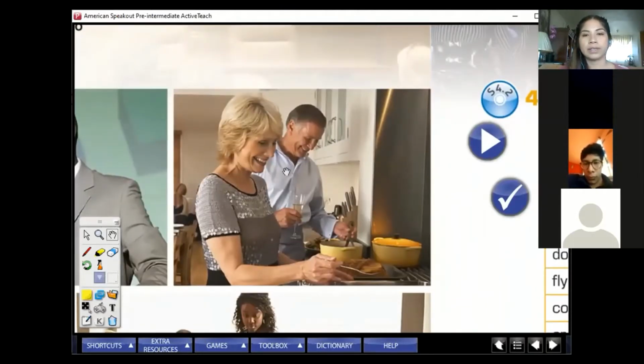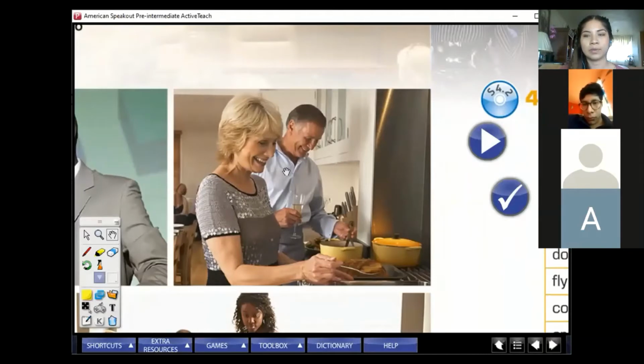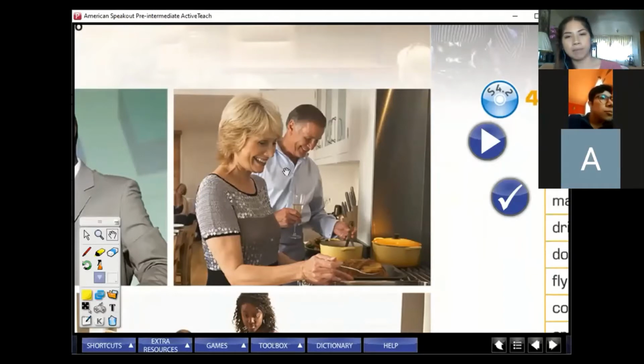What are they doing? Make a meal. They are making a meal. This is the full sentence. They are making a meal. As you can see, we use our hands. They have ingredients, they have food, they have utensils. That's like elaborate. You use your hands. So you make a meal.